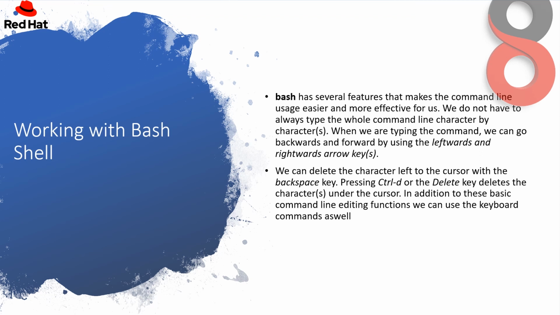When we are typing the command, we can go backwards and forward by using the leftwards and rightwards arrow keys. We can delete the character left of the cursor with the backspace key. Pressing Ctrl-d or the delete key deletes the characters under the cursor. In addition to these basic command line editing functions, we can use the keyboard commands as well.